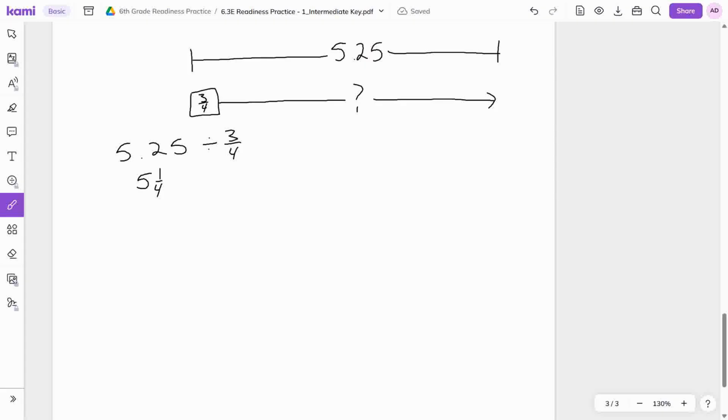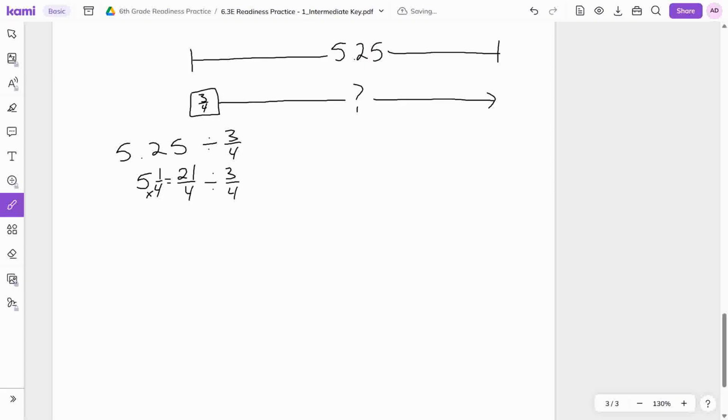And then we need to make this a proper fraction, right? Or an improper fraction, actually. So 5 sets of 4 is going to be 20. Add that 1 is going to be 21/4. So that's a skill that we need to know. What I did is I multiplied the whole number by the denominator to see how many sets of 4 I have. I've got 5 full sets of 4, so that's 20. And then add that one that's left over is 21/4. So 21/4 divided by 3/4.